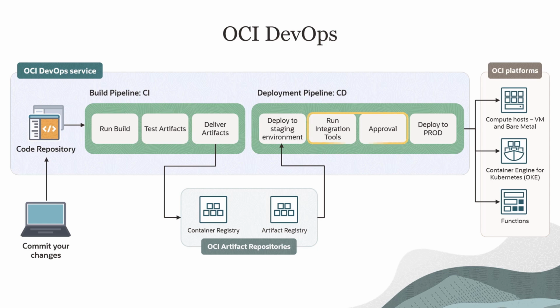After final tests and approvals, the pipeline pushes the image to the desired production environment, which can be a group of compute hosts, a container engine, or a function. This is completely based on the architectural design of the software application. You might also want to move an existing application from on-premises or another cloud service provider to OCI. OCI DevOps as a service provides the flexibility to integrate with your existing CI/CD workflows, thus offering a robust DevOps solution.